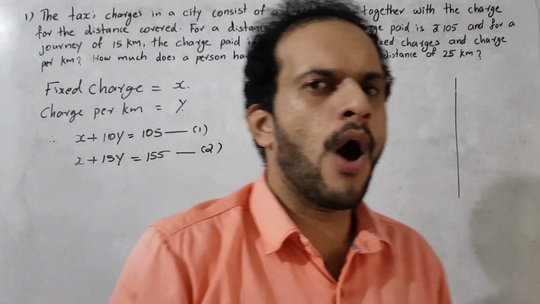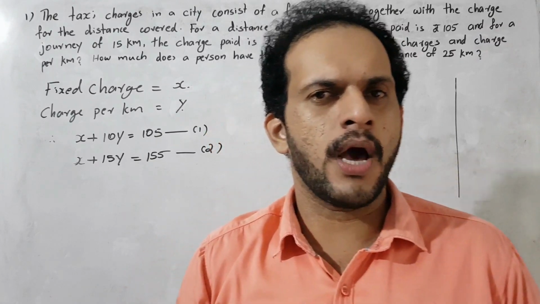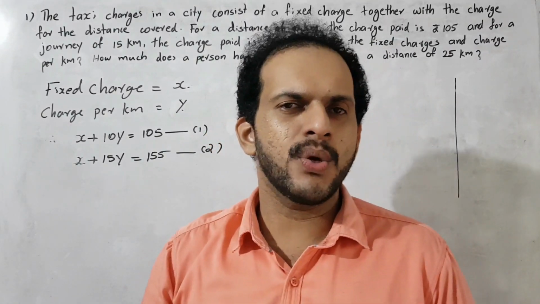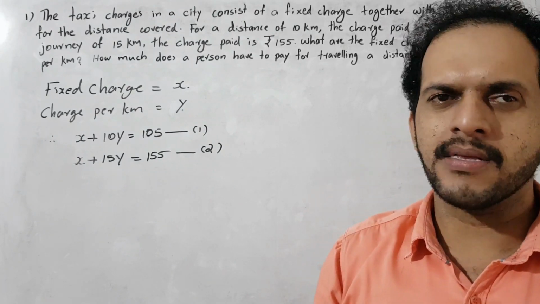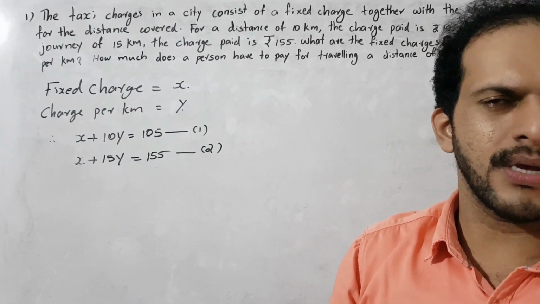Next, we got the two equations, 1 and 2. The next step is, by using any one of these equations, we need to make equation 3 in the form of x is equal to or y is equal to.